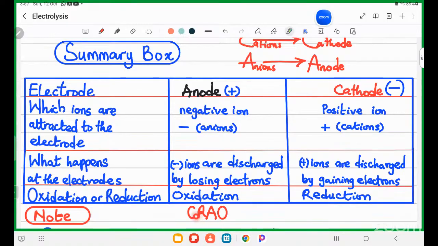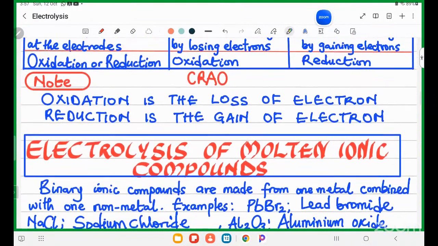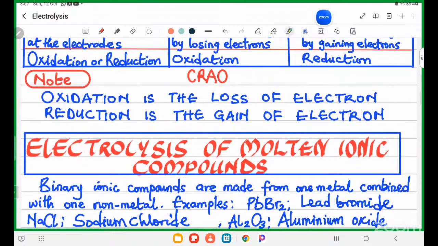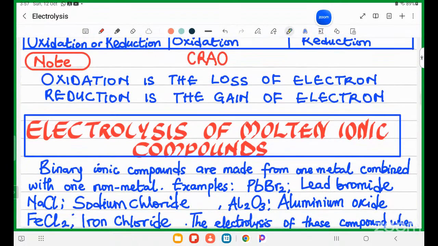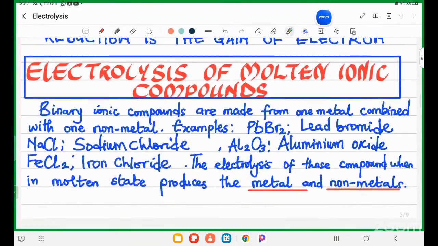Reduction occurs at the cathode, oxidation occurs at the anode. That is what that means, okay? So it said oxidation is the loss of an electron, reduction is the gain of an electron. Is this clear? Yes, sir. Good. So we're proceeding to electrolysis of ionic melting now.